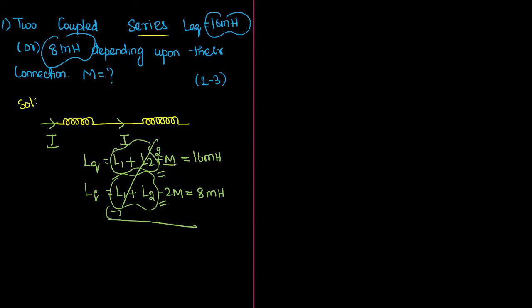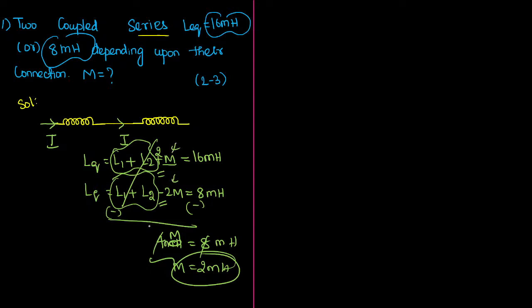What about this one? 2 millihenry minus minus 2 millihenry will become 4 millihenry, which will be equal to, I am subtracting here also, 16 minus 8 will become 8 millihenry. Here I am having only the coefficient for M. So M is going to be 2 millihenry. Good. So the correct answer is going to be 2 millihenry.